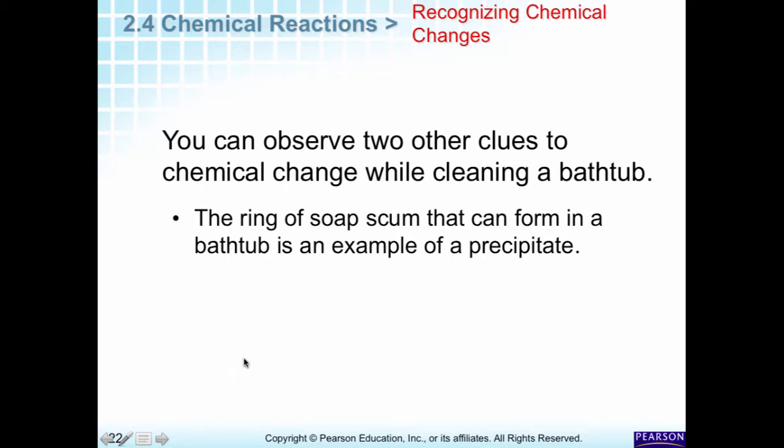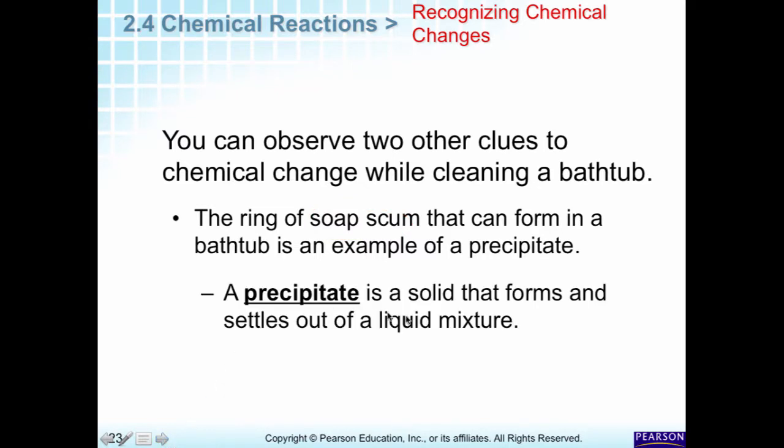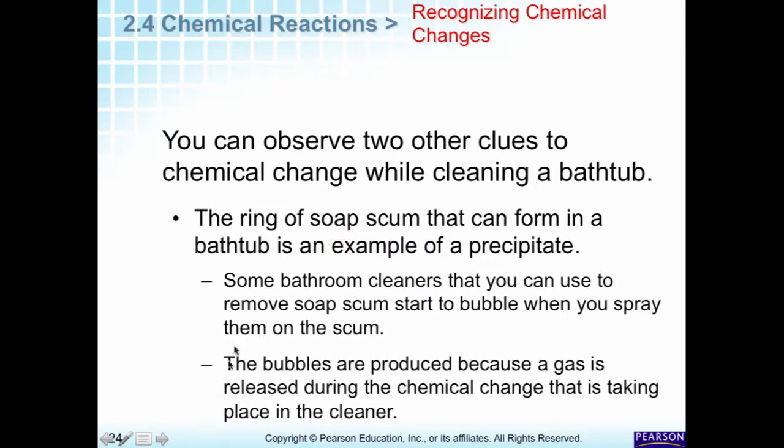Okay, there are other clues too. If you're cleaning a bathtub and you have the scrubbing bubbles. So soap scum, yuck, is a precipitate that's left on the tub that you want to clean. I already told you what that was. So some bathroom cleaners will start to bubble. And it's because a gas is released during the chemical change that is taking place in the cleaner. Okay?